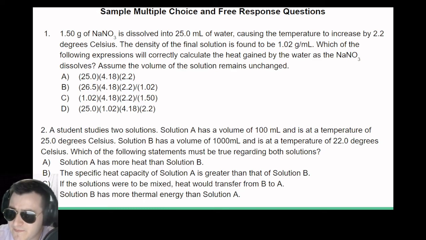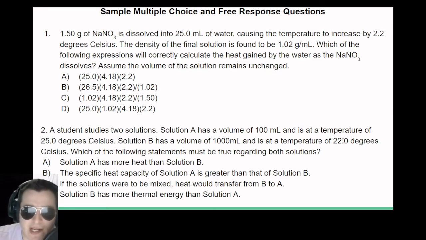We don't know. And also the difference in how much stuff is here is such a big variable that B doesn't actually account for. If the solutions were to be mixed, heat would transfer from B to A. So already we've eliminated A and B. We haven't even read C and D yet. C is a hilarious answer choice. If you're picking C, I laugh at you.